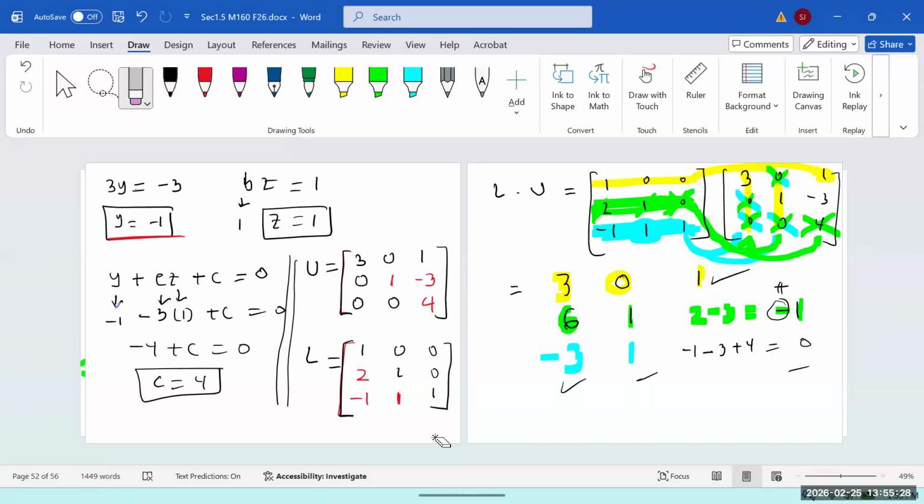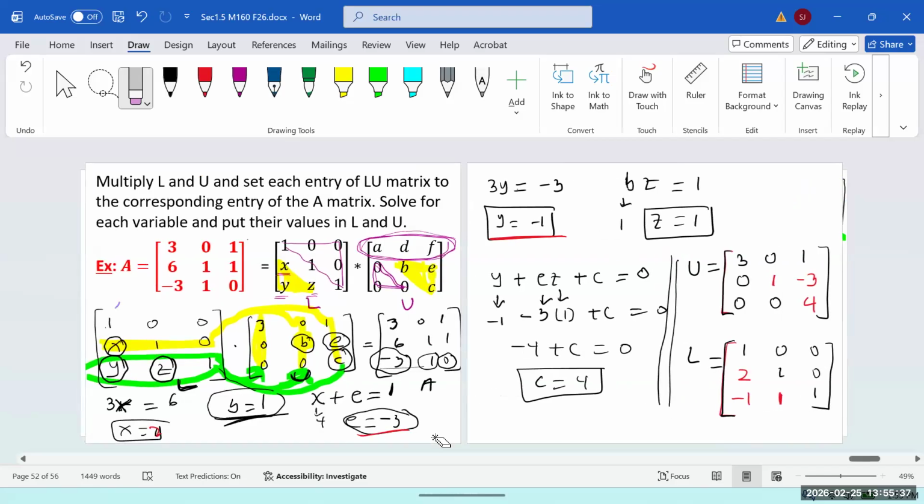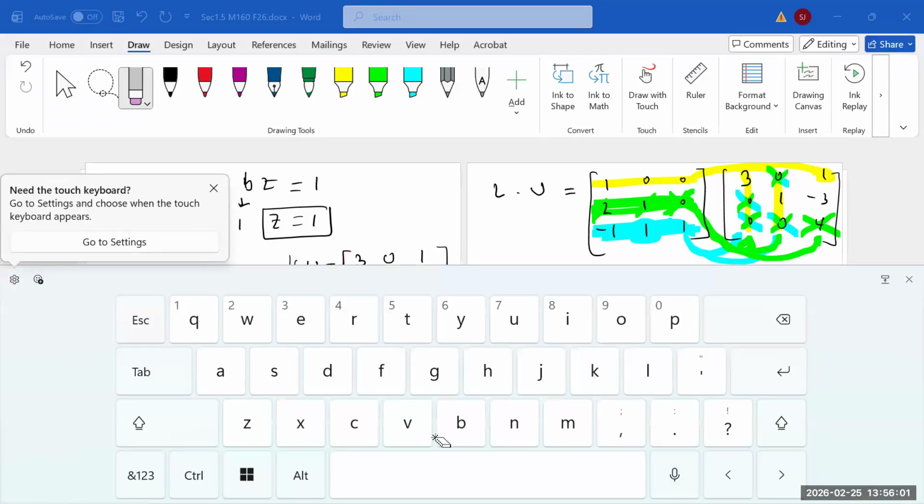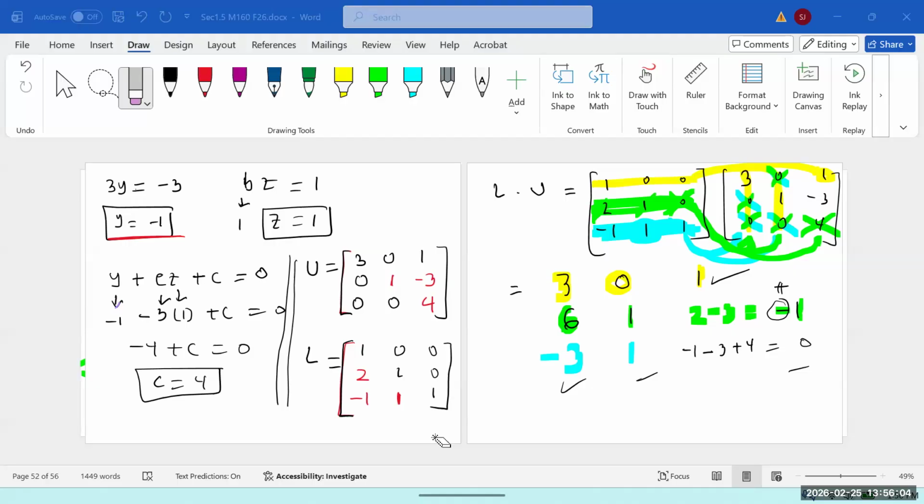Okay, any question? So if you found decomposition is harder, you can use system of equations. And if you find system of equations is harder or more confusing than decomposition, personally, I like decomposition. To find the L from A to U is better than finding the other way around. Okay, so with this, we are done with 1.5.